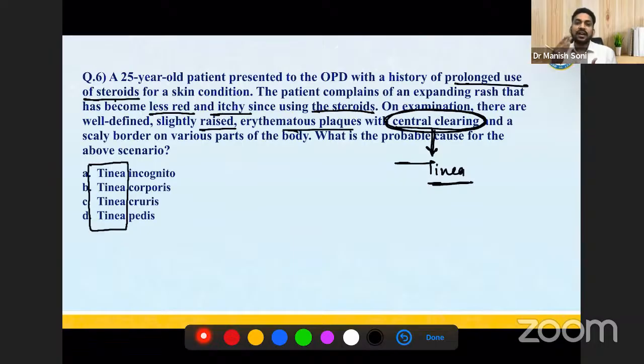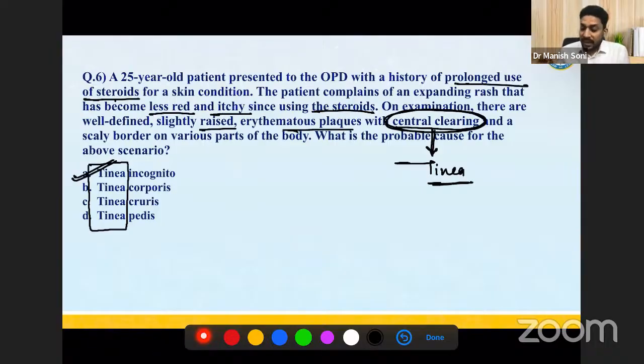The tinea which develops after steroid application is known as hidden tinea or tinea incognito. I hope all of you remember tinea incognito. This is not clearly visible. Why is it not clearly visible? Because the patient is applying steroids, due to which it is less red, it is less itchy, and this is known as tinea incognito. This is not any other type of tinea, because the patient is applying steroids.